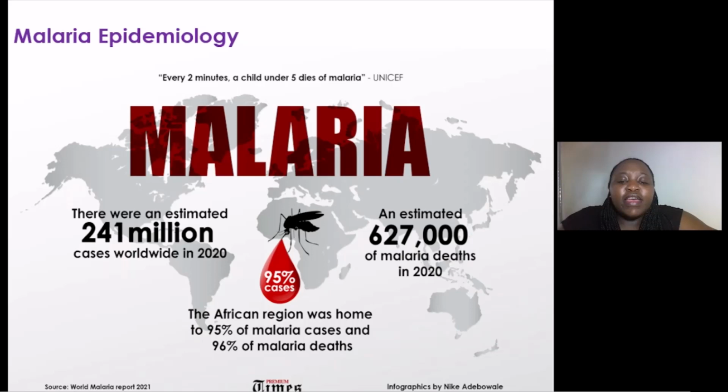And that is why most of the time we have at least every 2 minutes a child under 5 dying of malaria. And the highest risk groups, of course, are children under 5 and pregnant mothers.